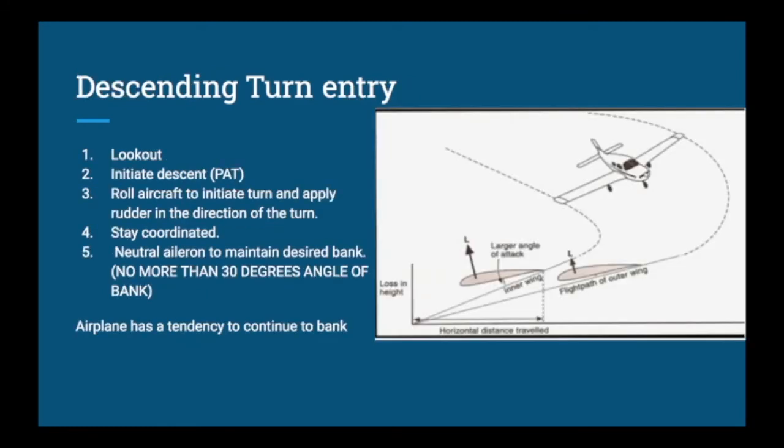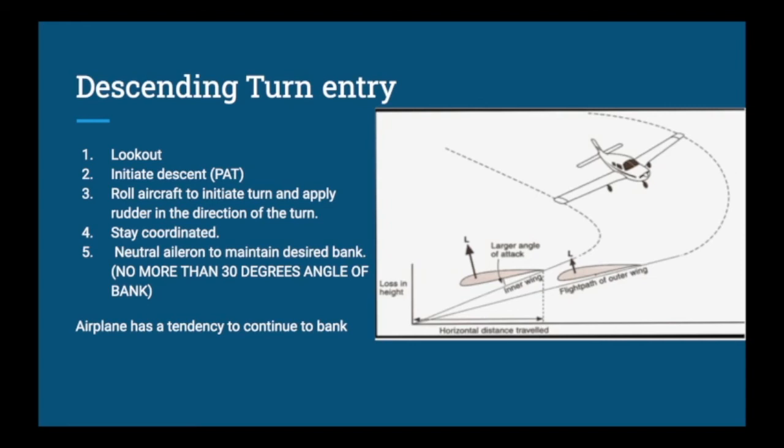Next, we'll talk about a descending turn. Very similar. Do the lookout, left, right, and below. Initiate the descent first, so reduce your power. Remember, do that mental math beforehand to get that power setting. 100 RPM is going to equal 100 feet per minute at a constant airspeed.